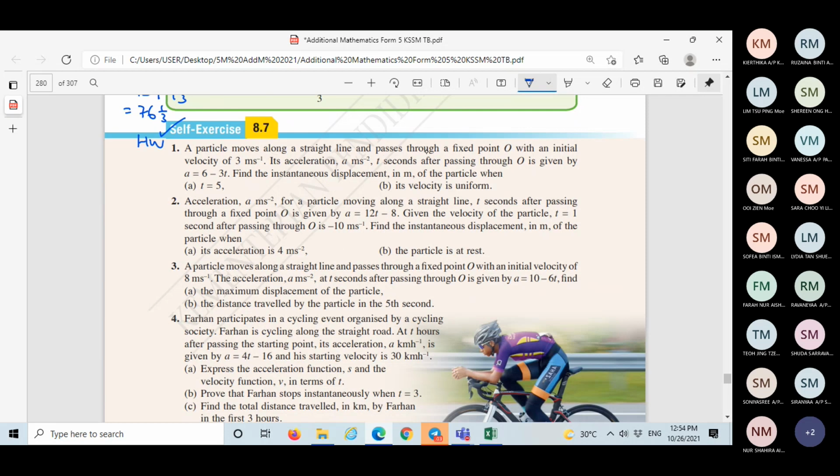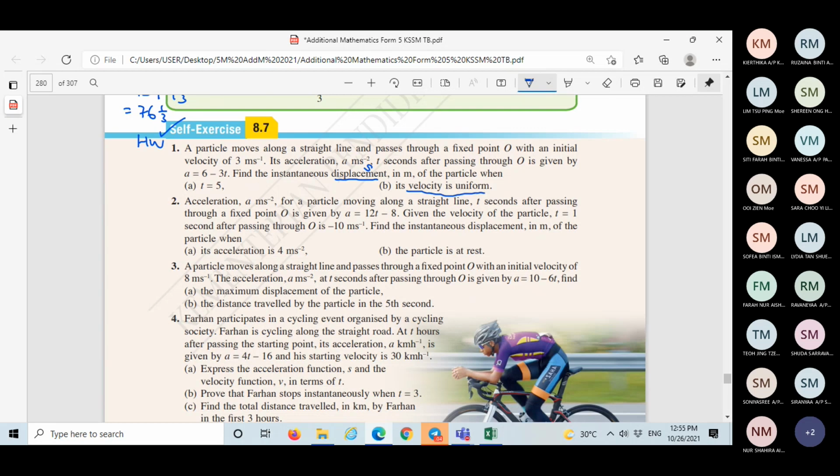A particle moves along a straight line and passes through a fixed point O with an initial velocity of 3. Its acceleration, t seconds after passing through O, is given by a equals 6 minus 3t. Find the displacement. So we are finding s when t is 5. Its velocity is uniform. What is the meaning?